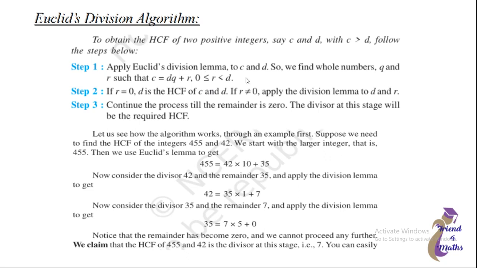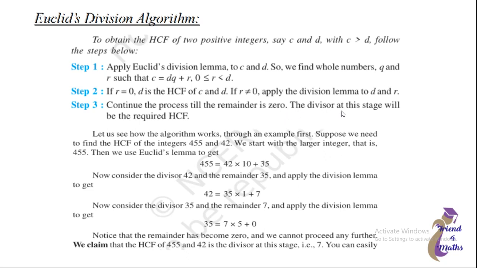In this step, if r is not equal to 0, we go to the second step. If r is equal to 0, d will be the HCF. And if r is not equal to 0, we again apply the division lemma to d and r, that is, the second number and the remainder. Otherwise, if r is equal to 0, we can stop here, and the HCF will be the second number, d. Or if r is not equal to 0, we apply the division lemma equation again to d and r. And in the third step, we continue this division till the remainder is 0.